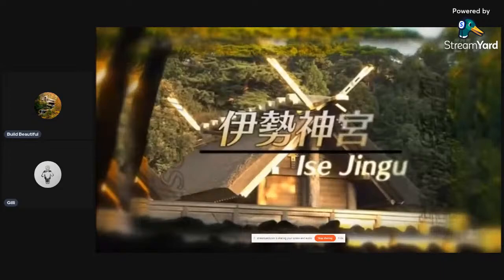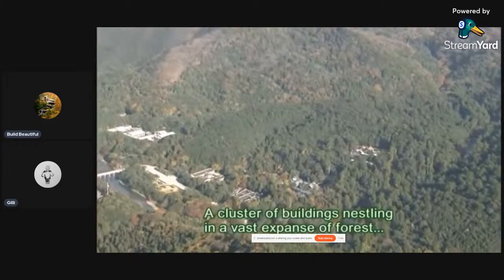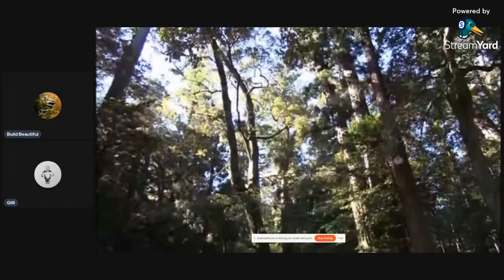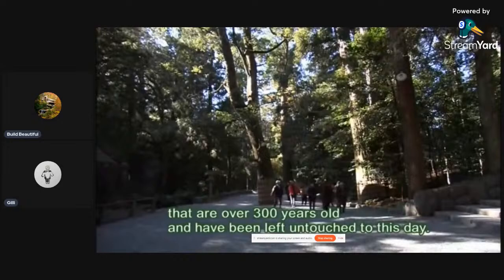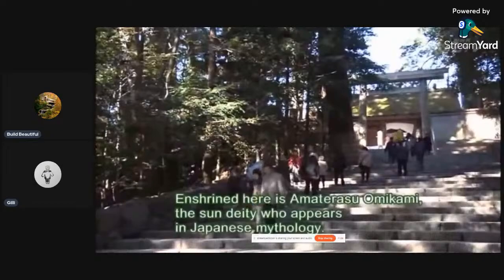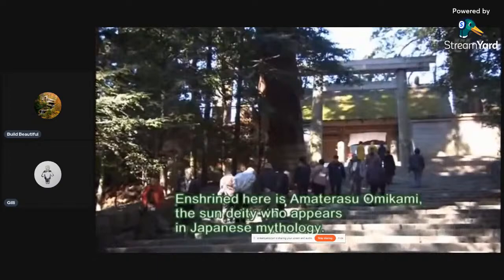A cluster of buildings nestling in a vast expanse of forest. This is the inner shrine of Isejingu. Located in Mie Prefecture, Isejingu is one of the most important shrines in all of Japan. The grounds of the inner shrine are covered with cedar and cypress trees that are over 300 years old and have been left untouched to this day. To reach the main shrine buildings, visitors have to walk along the approach, which is more than 1 kilometer long. Enshrined here is Amaterasu Omikami, the sun deity who appears in Japanese mythology.